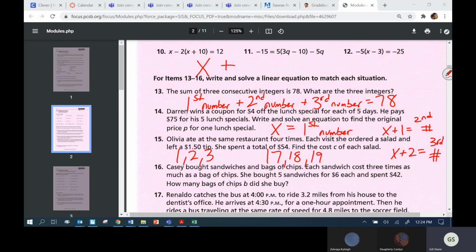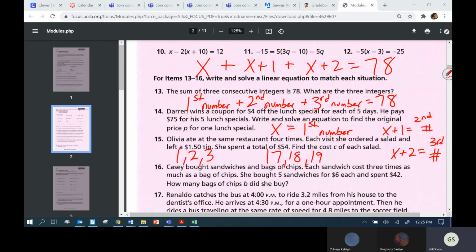I know that my second number is equal to x plus 1, so I could use x plus 1 instead of second number. And then again, this is an addition problem, so that's why I have the other pluses. I know my third number is equal to x plus 2, so now I want to use x plus 2 instead of third number. And then 78 stays the same, that doesn't change. So that's my equation. That's how you would create the equation in this problem.